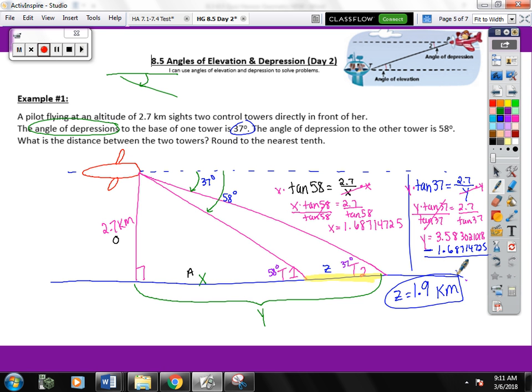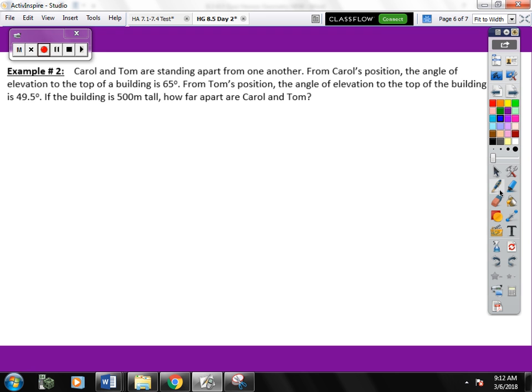So as I said, these problems will be a little bit more challenging. Not super hard, but they do have double the work because we have to do two different trig functions. All right, we have one more. Two people looking up at something. Carol and Tom are standing apart from one another. From Carol's position, the angle of elevation to the top of the building is 65. From Tom's position, the angle of elevation to the top of the building is 49.5. If the building is 50 meters tall, how far apart are Carol and Tom?